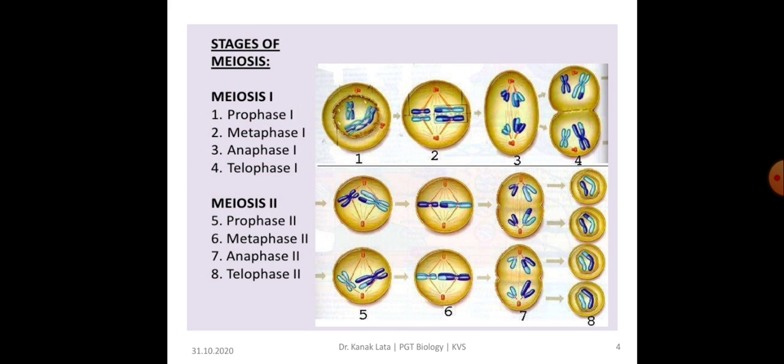In the given figure, you can observe the different stages of meiosis, that is meiosis 1 and meiosis 2. Meiosis 1 is divided into prophase 1, metaphase 1, anaphase 1 and telophase 1, whereas meiosis 2 is divided into prophase 2, metaphase 2, anaphase 2 and telophase 2. All these stages we are going to discuss here.